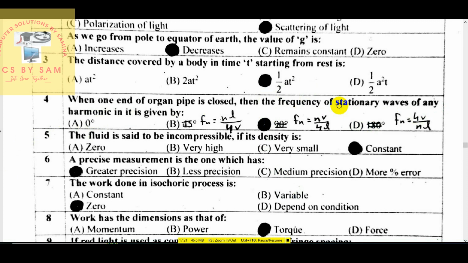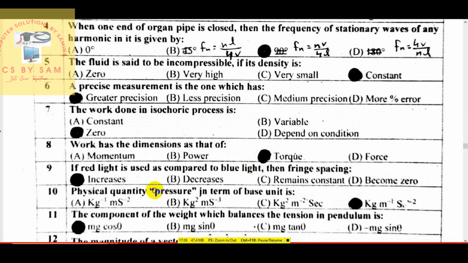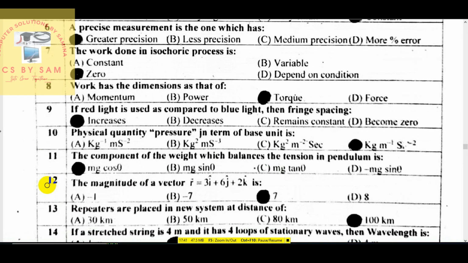Next, the fluid is said to be incompressible if its density is constant. Number 6, a precise measurement is the one which has greater precision. The work done in an isochoric process is 0. Work has the same dimensions as that of torque. Number 9, if red light is used as compared to blue light, then fringe spacing increases. Number 10, physical quantity pressure in terms of base unit is kilogram per meter per second square.